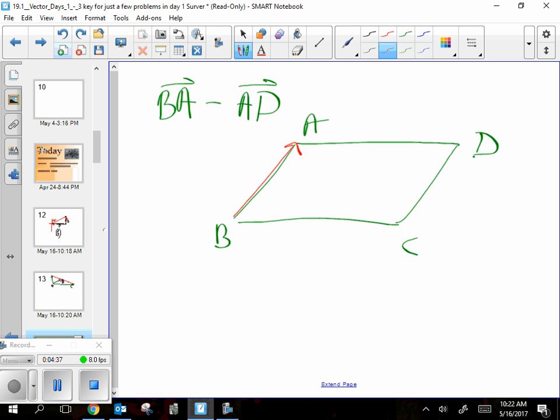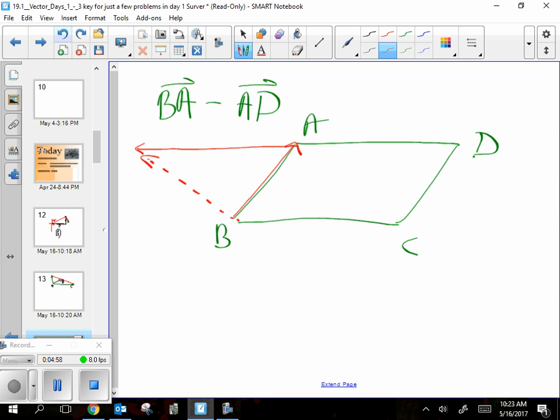Okay, hopefully BA hasn't changed, right? And then AD, if I had added AD, I would have gone to there, and my resultant would have been this guy, but I'm not doing that. I'm subtracting. So hopefully you went that way, and your resultant should be that, like that dotted line. Raise your hand if you did that right.